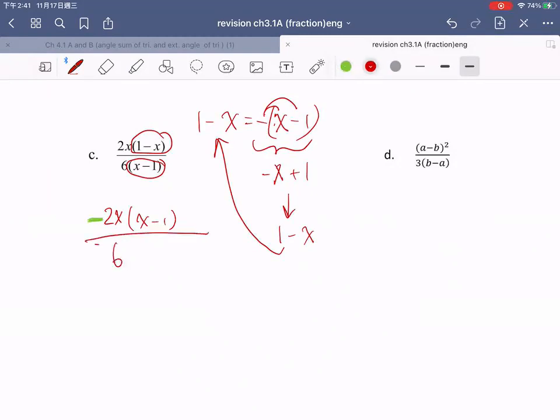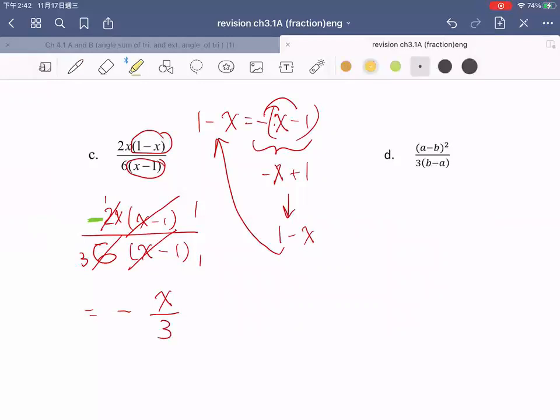That's 6, and we have 6 times x minus 1. Then x minus 1 can cancel, because I'll just think of dividing both sides by x minus 1, and then 2 and 6. So your answer should be negative x over 3. In fact, the negative sign can be on the numerator or denominator or just in the middle. That's fine.